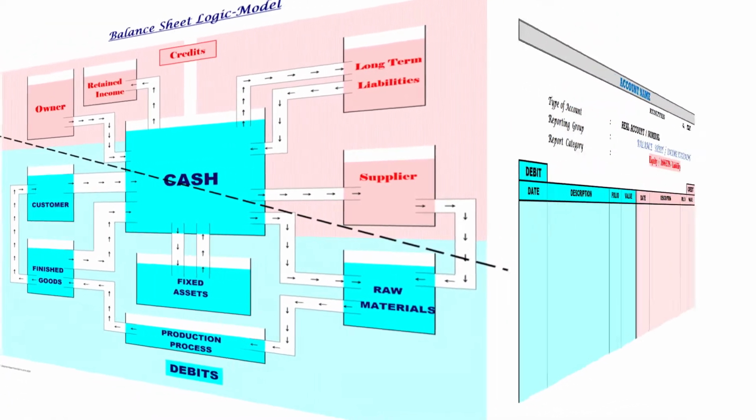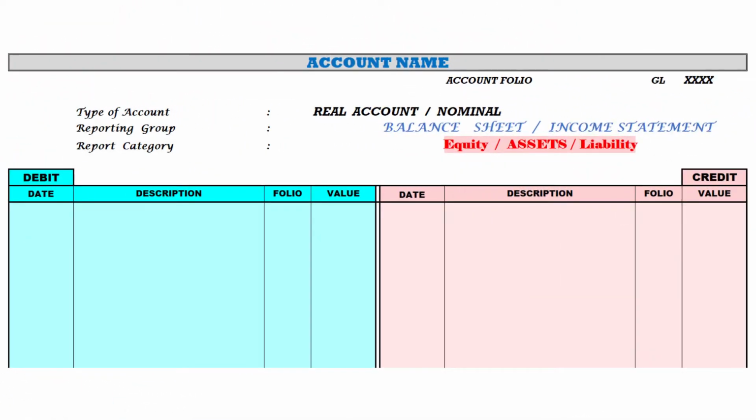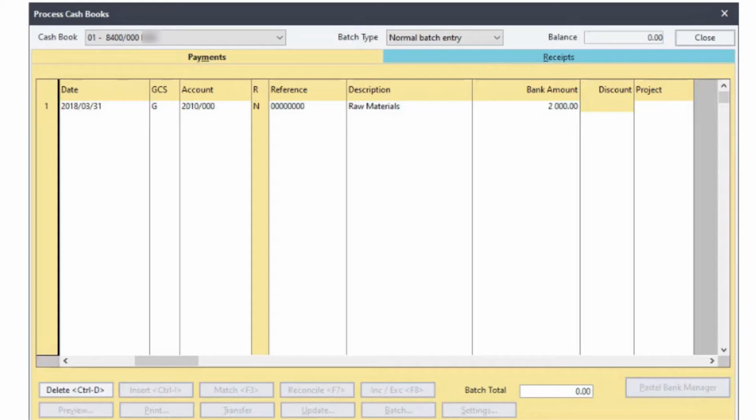Pacioli designed the double entry system, and I'm not going to go into that detail here, but just remember that all accounts have a debit and a credit side. Now here's the interesting thing: in modern bookkeeping we actually only enter the one side. Why is that? Well, the software package is that intelligent that through our cross-referencing, it goes and enters the entry in the other account automatically.